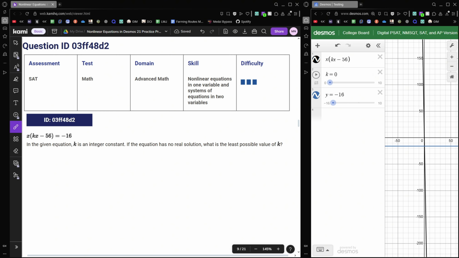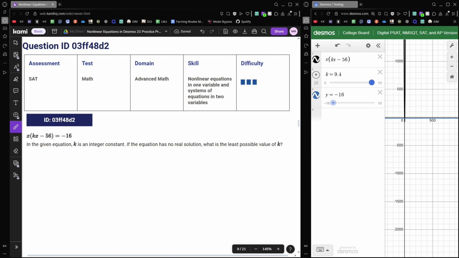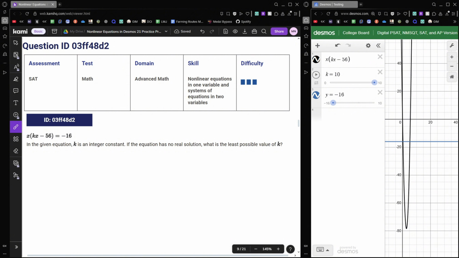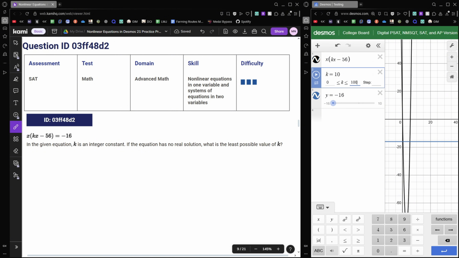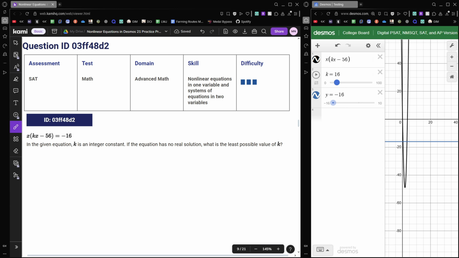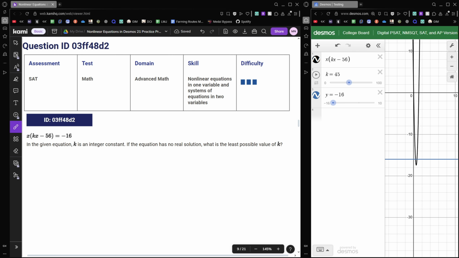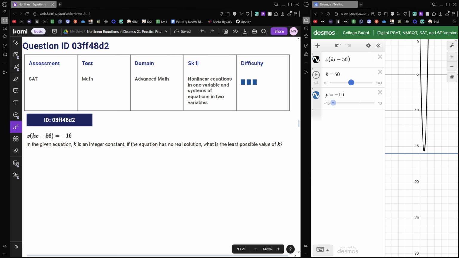Alright, so let's start making k positive. Alright, so we're almost there, but not quite yet. So let's click on the 10 next to the blue dot here. Change that to 100. And keep making k bigger. Okay, we're getting close. Almost there. Okay, so when k is 49, it has one solution. So when k is 50, it has no real solutions, which means that the least possible value of k will be 50.